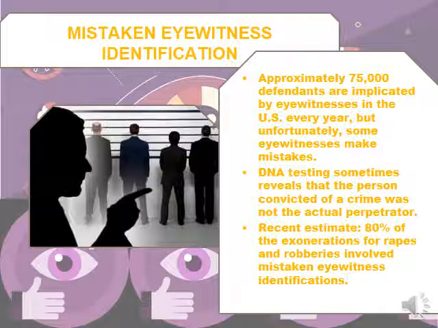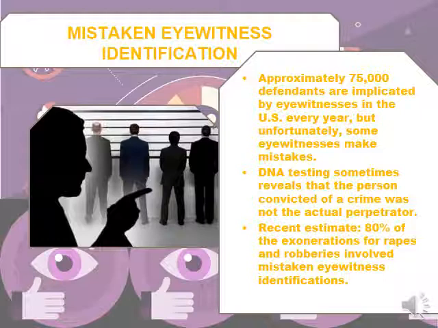So again, when you look at mistaken eyewitness identification, here you have a police lineup, but 75,000 defendants are implicated by eyewitnesses in the U.S. every year. However, some eyewitnesses make mistakes. So herein you have DNA testing. Sometimes it reveals that the person convicted of a crime was not the actual perpetrator. Recent estimates show 80% of the exonerations for rapes and robberies involve mistaken eyewitness identification.